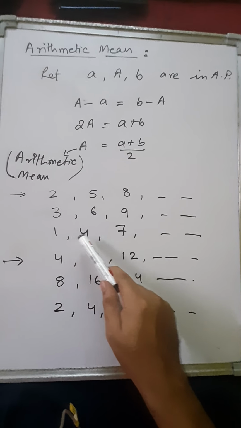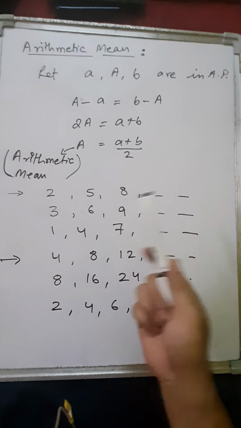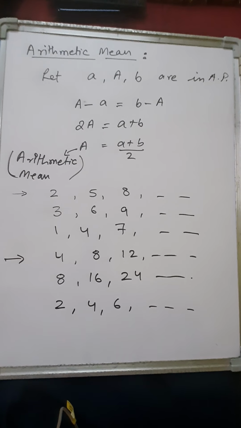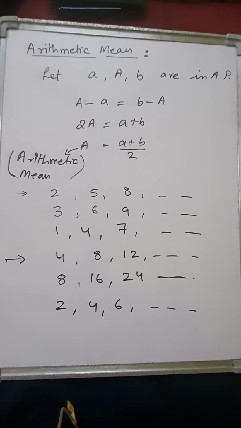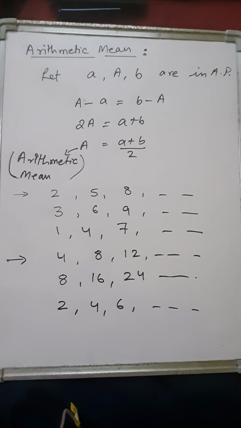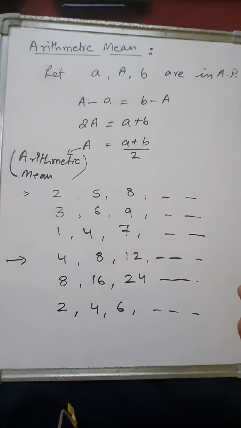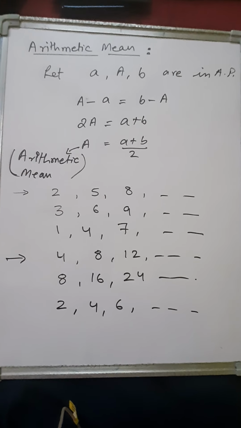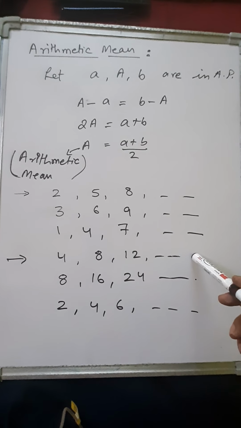Is this an AP? Let's see. 4 minus 1, 3. 7 minus 4 is 3. Yes, it is an AP. Right. So we can see that in this property, if we add or subtract the same number in the arithmetic progression given, it will remain an arithmetic progression. The second property states that if we divide or multiply by any same constant in an arithmetic progression, it will again remain an arithmetic progression, right? Let's say there is a progression given, 4, 8, 12 and so on.